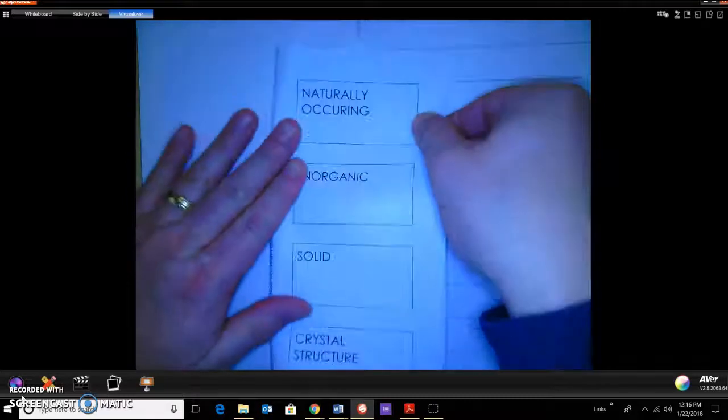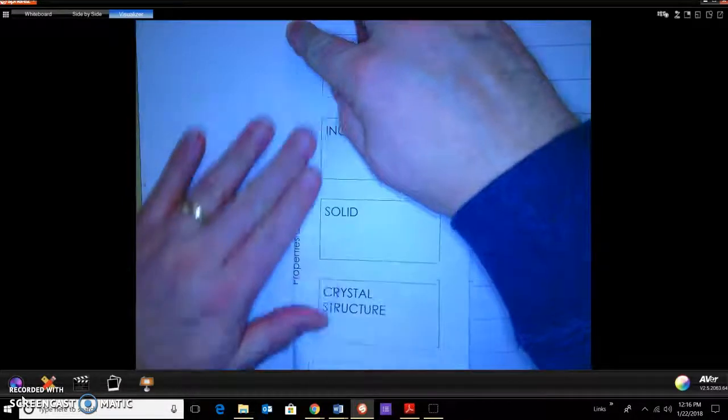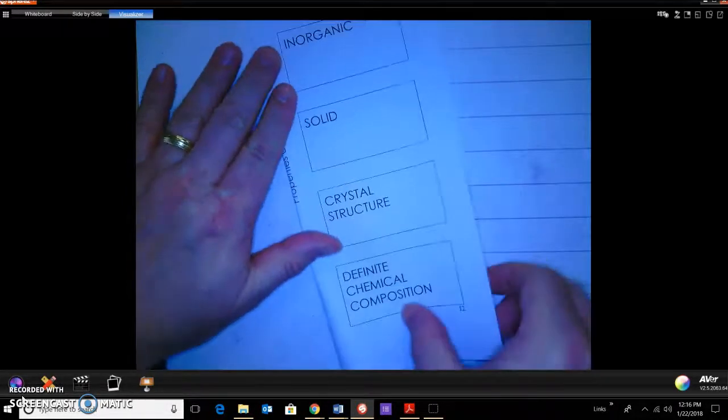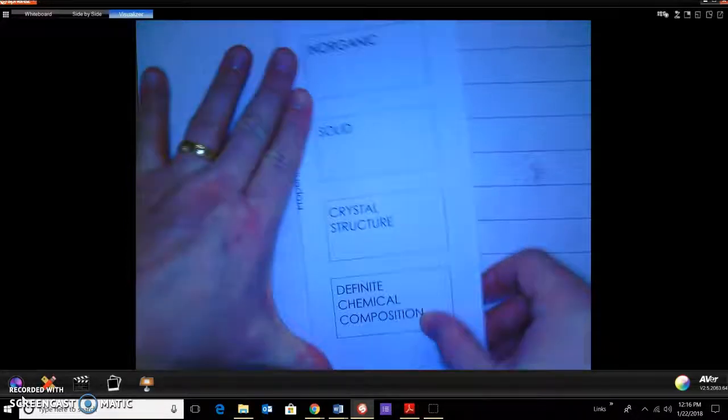We're going to make a foldable. So everybody right now has a sheet that looks like this. Take this sheet and fold it like I'm doing right now. Just fold it over. Okay, and then crease it. Make sure it's even.